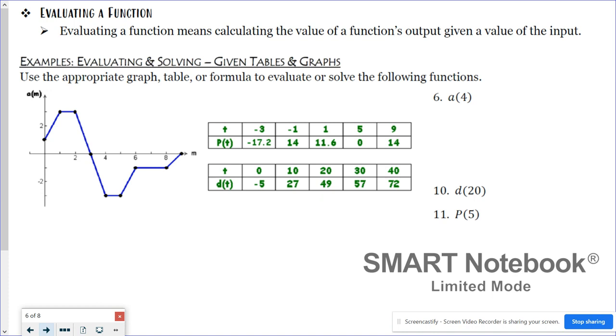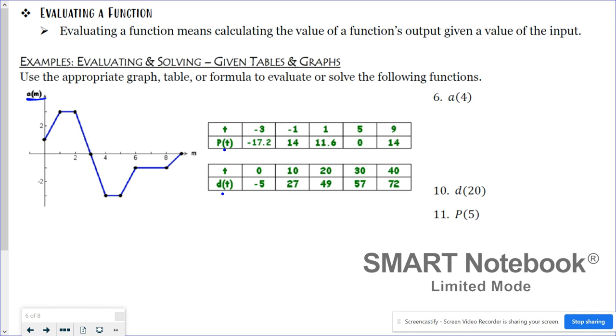All right, so one last thing to talk about is doing these two things, evaluating a function and solving a function equation, given tables and graphs. Okay, so problems 6, 10, and 11, all of those are evaluate problems. So remember, when we evaluate a function, we know the input. The question is, what's the output? So in number 6, it says a of 4. Looking at these functions, our graph is a of m, and our tables are p of t and d of t.